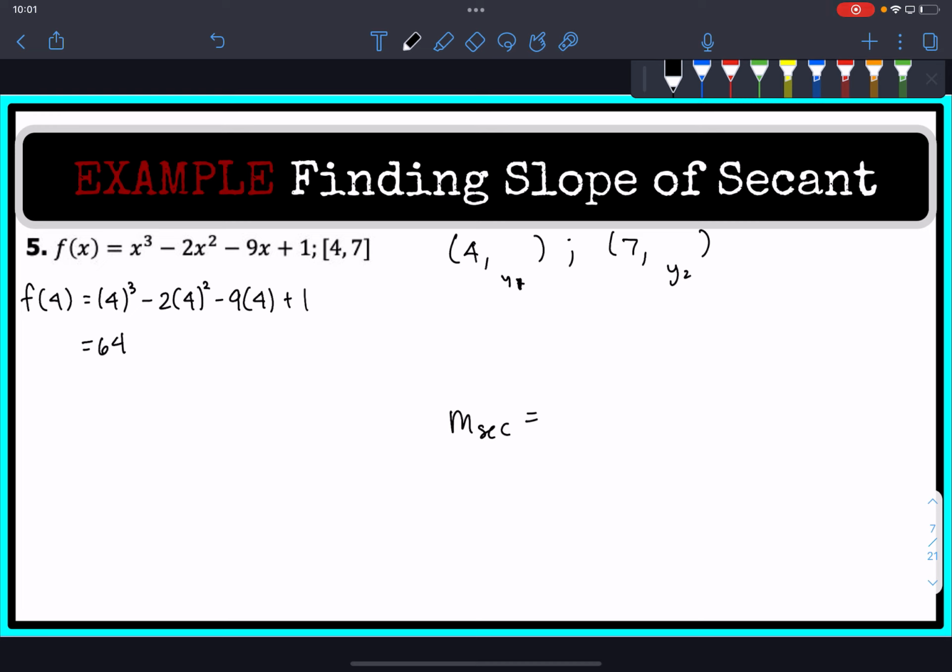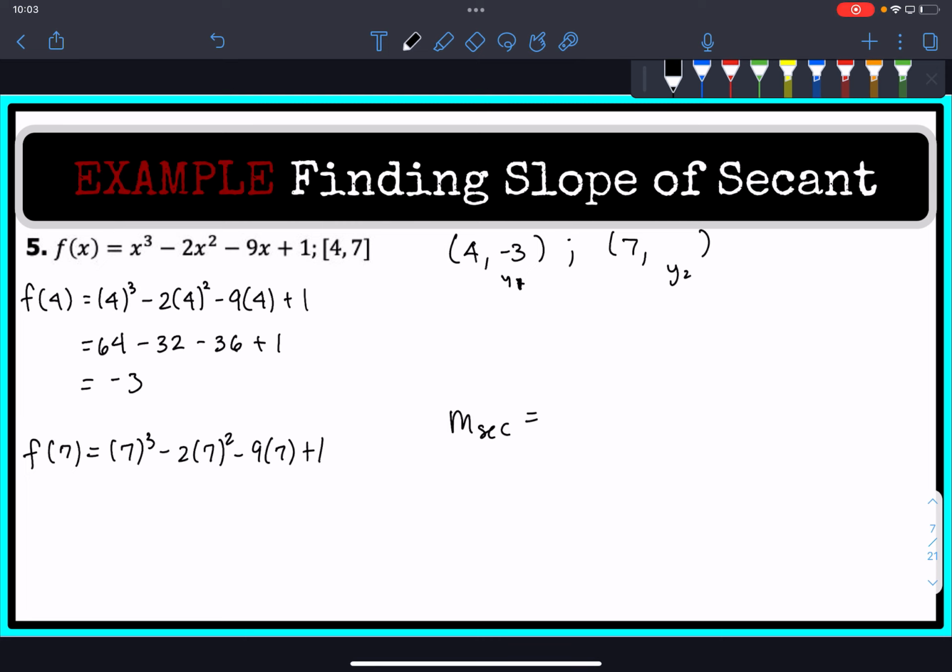So we end up with 64, 32, 36, and then plus 1. Then this simplifies to -3, so that's the first y. Then to evaluate our function at 7, which would be 7 to the third minus 2 times 7 to the second minus 9 times 7 plus 1, that's going to end up equaling 183.